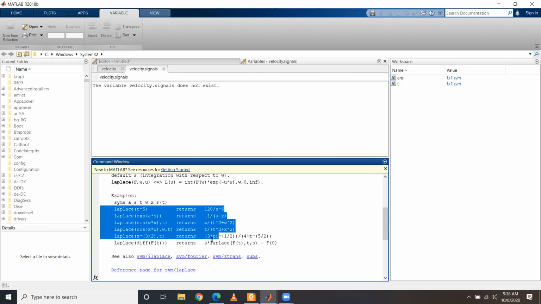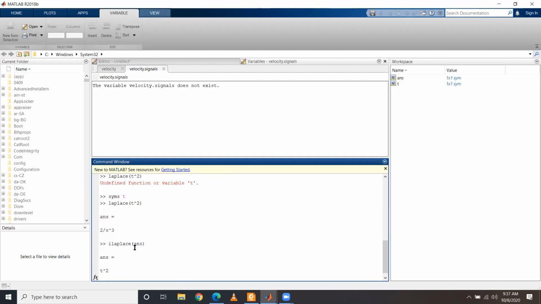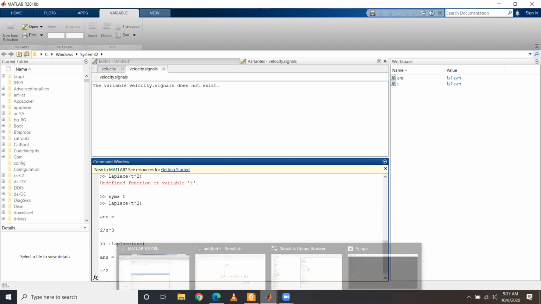Yes, sir. Maybe this would have helped you in your maths course in a previous year. I don't know. In some semester, I think you had this in your syllabus, Laplace transform. So using MATLAB, you can directly check the Laplace and the inverse Laplace transform, right? Okay, yes.